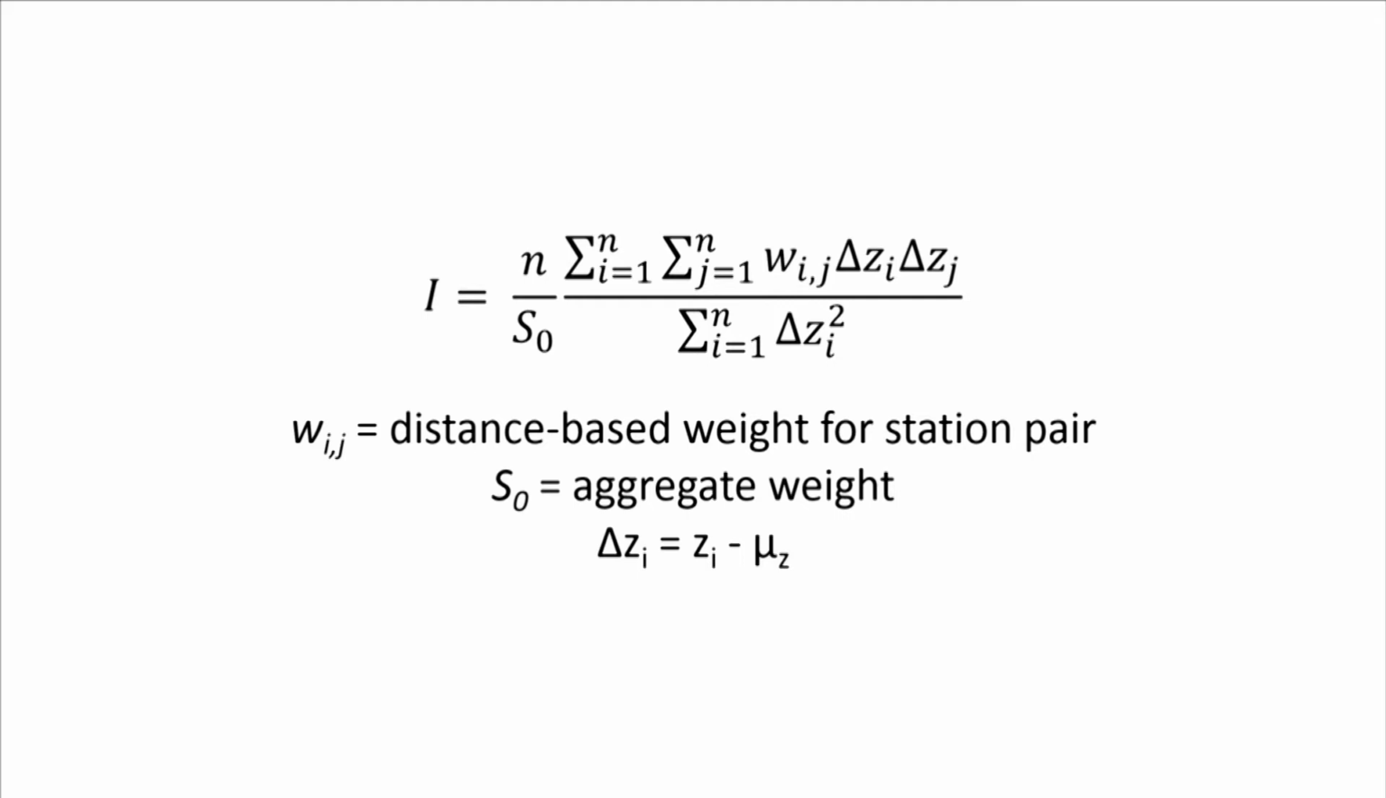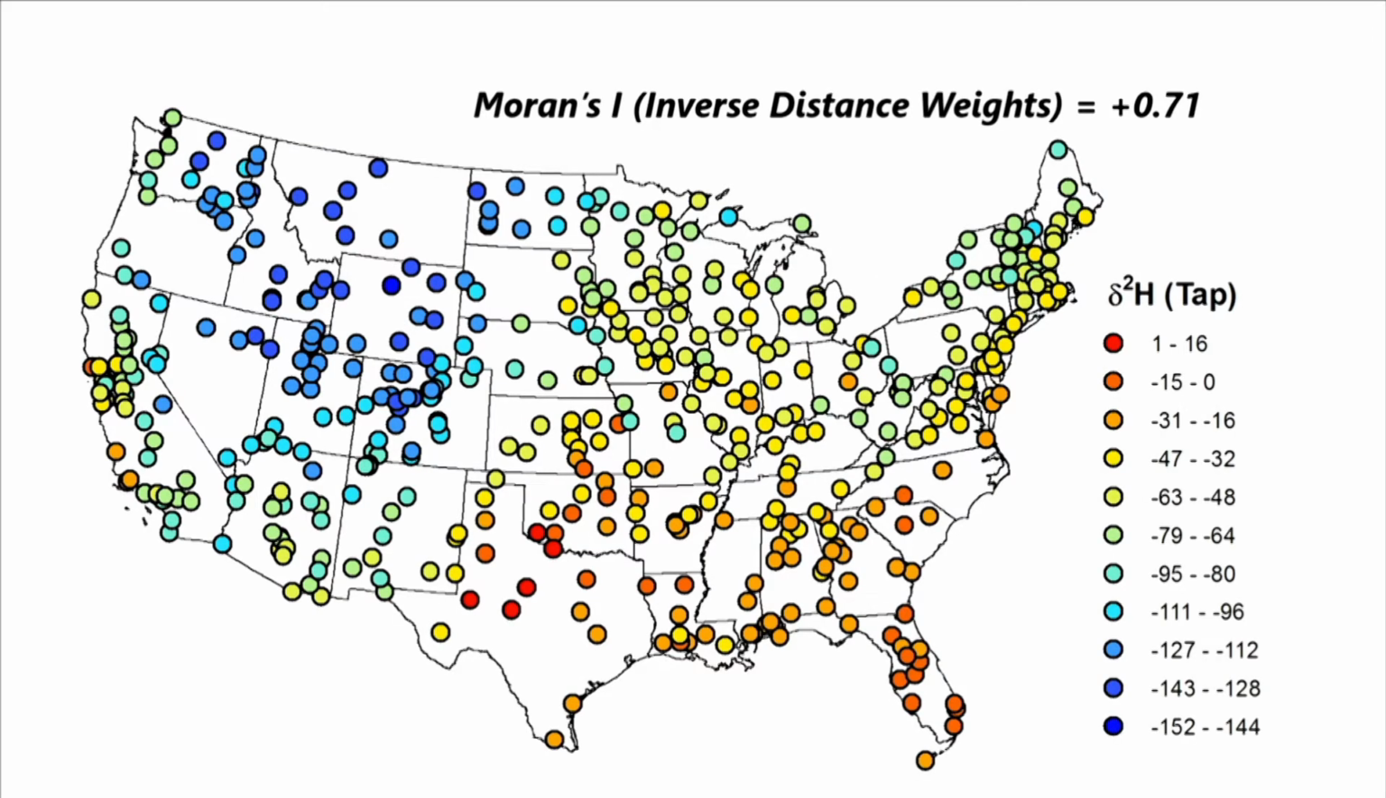Sometimes we can see it clearly with our eye, but we can also quantify spatial autocorrelation with statistics, such as Moran's I, which takes values ranging from -1 for data where closely spaced sites have very different values, to +1 when close sites are highly similar. In the case of our tap water isotope data, the relatively high value of Moran's I is consistent with our visual interpretation of strong spatial autocorrelation.